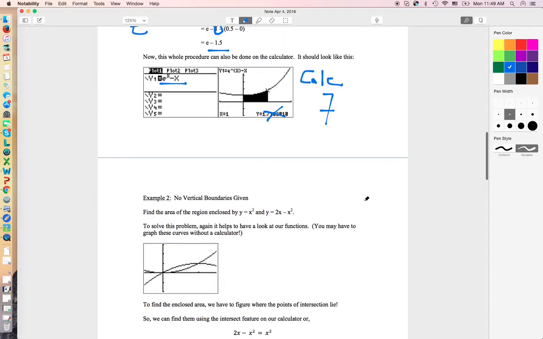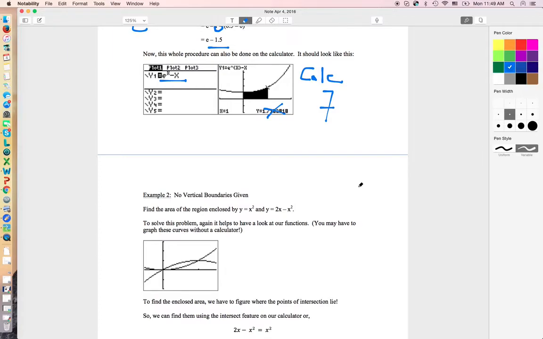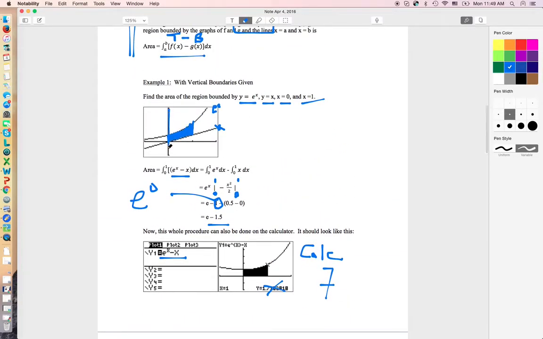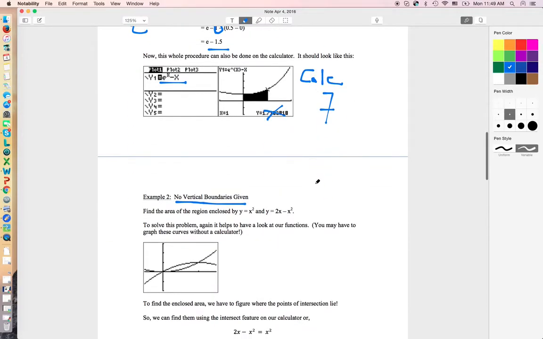Okay, now, interestingly, in most of your examples, or half of your examples at least, there's not going to be those vertical boundary lines given, where we knew that one of our boundaries was x equals 0, and the other one of our boundaries was x equals 1. It won't be given.